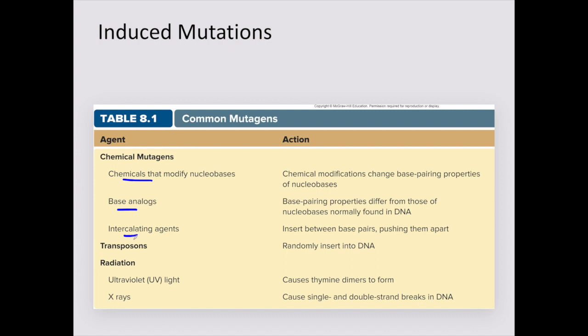These are chemical compounds that will insert the actual chemical molecule itself into the DNA between base pairs to push them apart and start breaking up. Transposons are sometimes introduced. These are pieces of DNA that will randomly insert themselves into other forms of DNA, and transposons are usually introduced through conjugation or something like that. And then radiation. Radiation includes our UV light and X-rays.